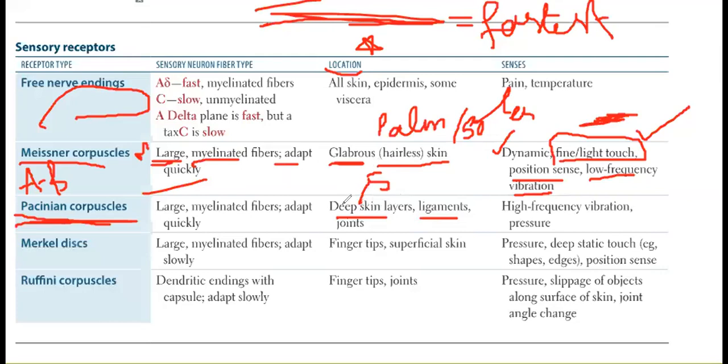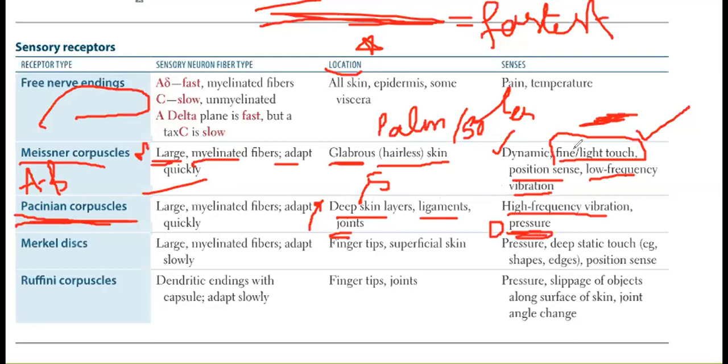Okay, deep skin layers. So when you apply a deep pressure, you see pressure senses, but this pressure is deep. The fine pressure is like just of a pin. Someone comes and pinches a pin in your skin, very lightly. That is superficial. Epidermis is involved and the nerves below the epidermis are involved. But when we talk about the deep skin layers, we are talking about a deeper pressure. So deep skin layers, ligaments and joints. The location of Pacinian corpuscle is important, okay? And then the senses, high frequency vibration and pressure.